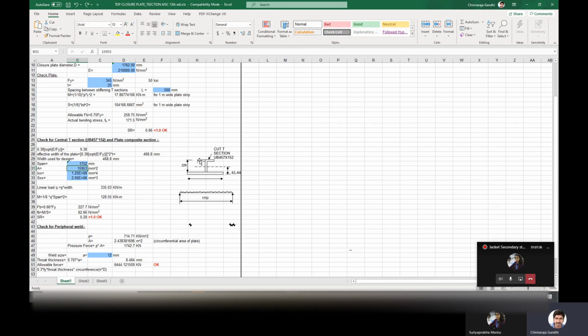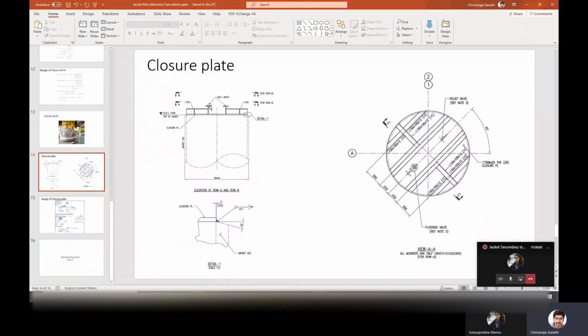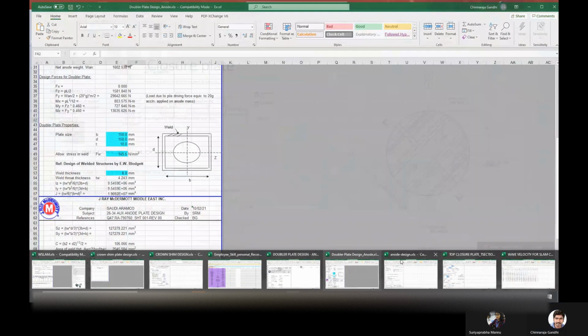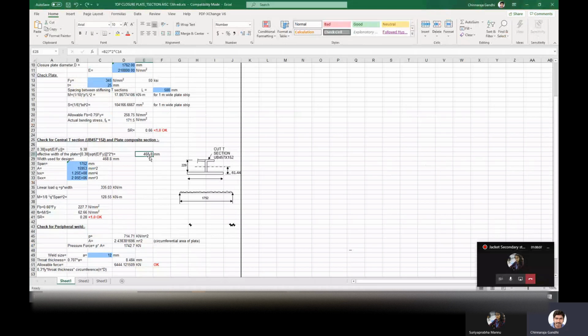This area we have to calculate. As I told, we have to take the I section. This is the I section. How much effective width of the plate we have to take? There is a formula here: effective width of the plate is 0.38 into square root of E by Fy into 2 into T. This is the formula to calculate the effective width of the section. So for UB 457, the top width and bottom width of the plate we have to take from the effective width, 468.